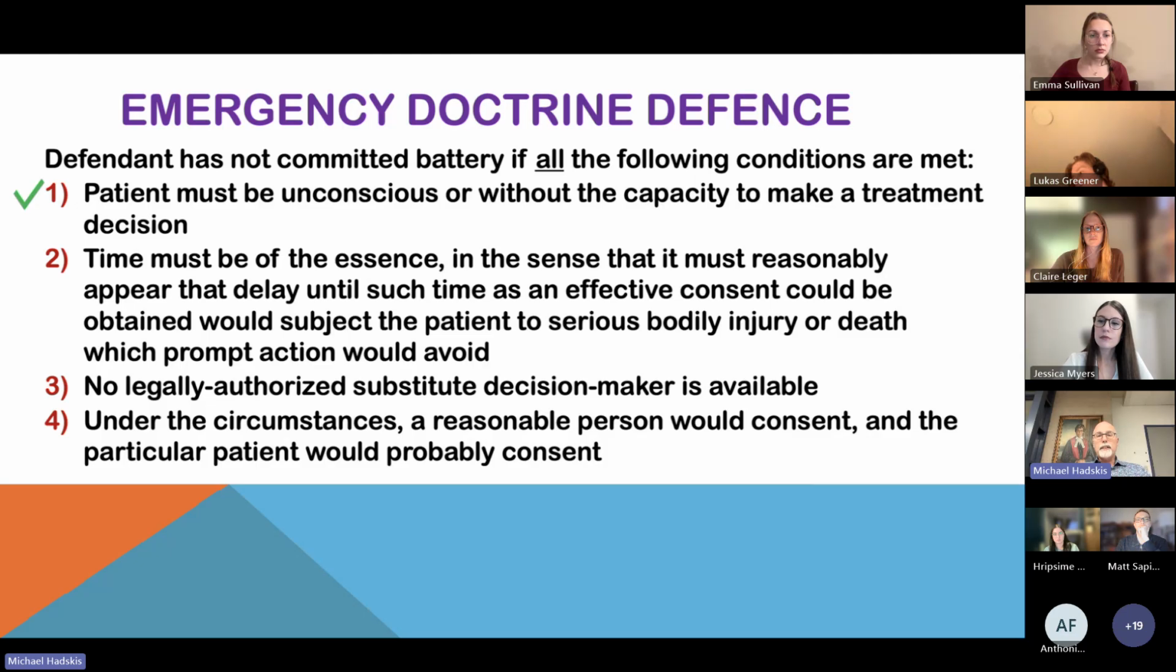Now, time must be of the essence in the sense that it must reasonably appear that delay until such time as an effective consent could be obtained would subject the patient to serious bodily injury or death, which prompt action would avoid. Can the defendant establish that, you think, on the facts? If so, what facts would satisfy that second element?